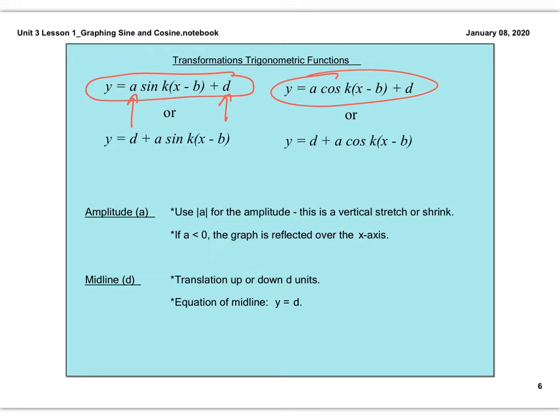And so amplitude, you can see here, it's going to be the absolute value of A. So whatever coefficient is in front of our function, whatever number is in the A spot, if we take the absolute value of that, that's going to give us our amplitude. Also, one other thing to note, if A is less than 0, it is going to make our whole graph reflect over the x-axis. D, the number in the back, or as you can see, sometimes it's floating out front, this D value is going to be the number that will translate or slide our whole graph up or down.